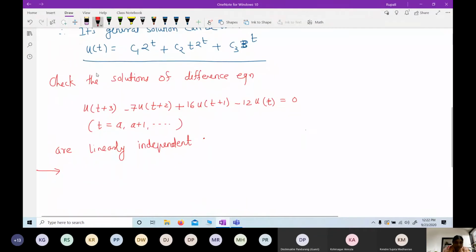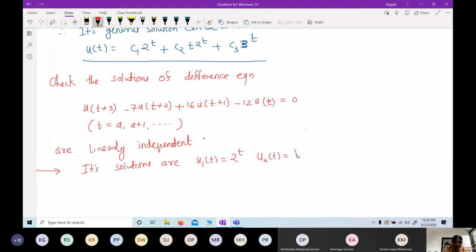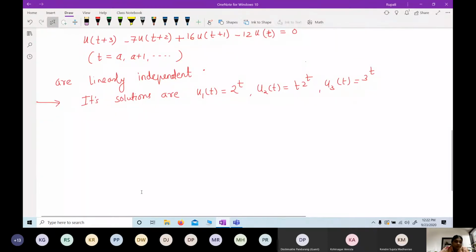So its solutions are u1(t) is 2 raised to t, u2(t) is t times 2 raised to t, and u3(t) is 3 raised to t. If I want to check whether they are linearly dependent or linearly independent, how can we check it? If the Casoratian is equal to 0, so we have to find its Casoratian.